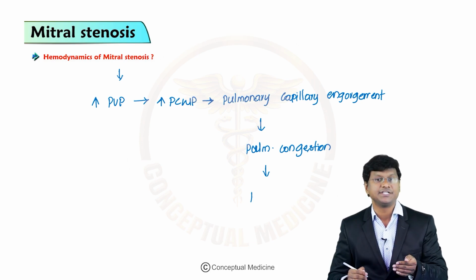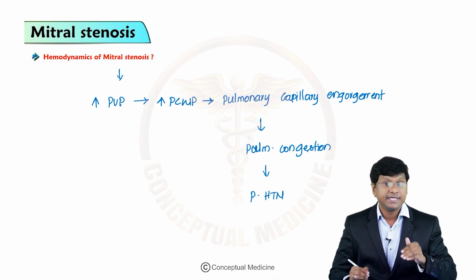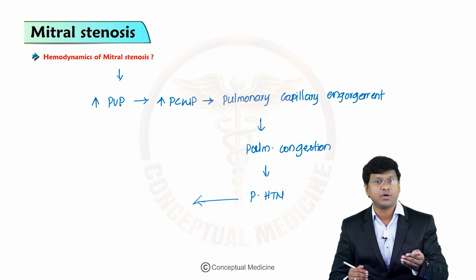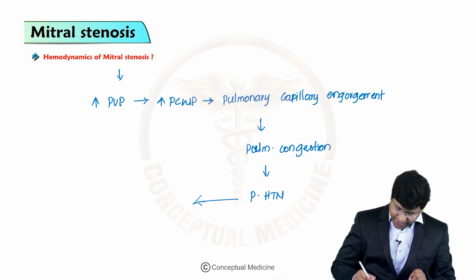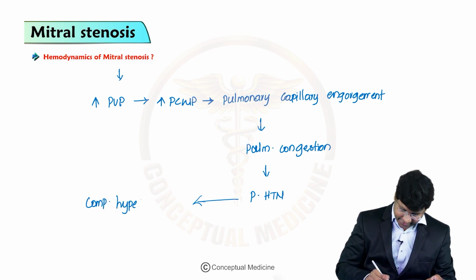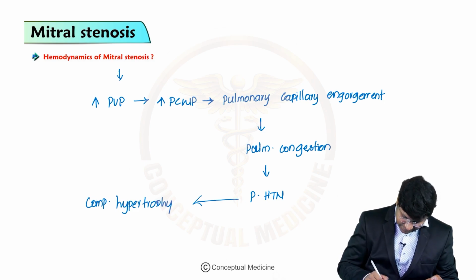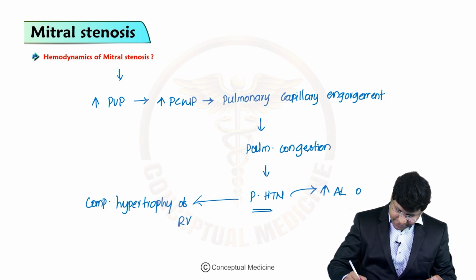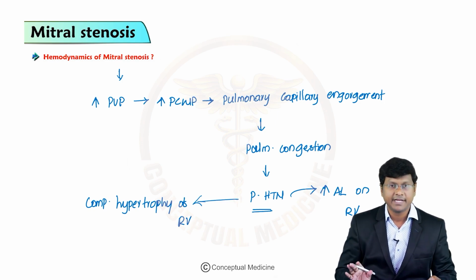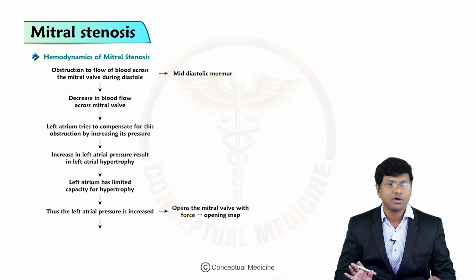That will lead to pulmonary congestion, which eventually causes pulmonary hypertension. And due to pulmonary hypertension, you know what happens? There is compensatory hypertrophy of the right ventricle. Basically, whenever there is pulmonary hypertension, there will be increased afterload onto the right ventricle, and thereby there will be right ventricular hypertrophy. So that is about the hemodynamics of mitral stenosis.